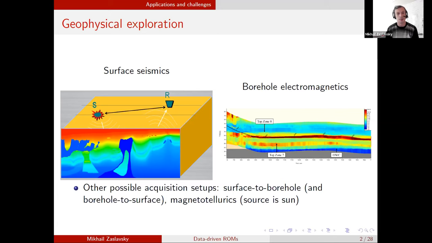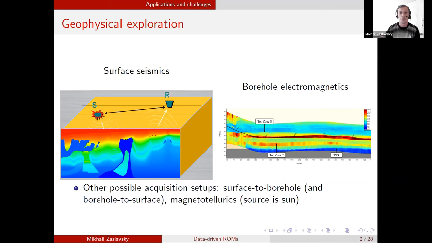And another type of acquisition can be a borehole, where the oil field is already mature, when there are a lot of boreholes already drilled in the oil field. So in this case, we can deploy sources and receivers and put them inside the borehole to get information about what is essentially near a particular wellbore.